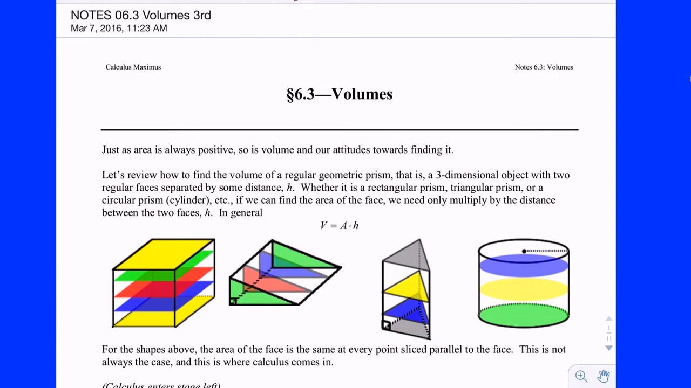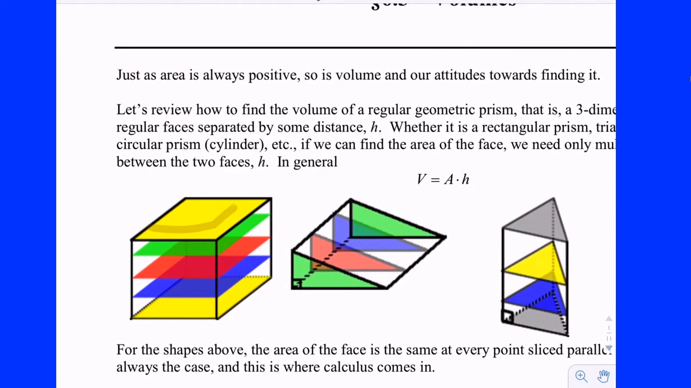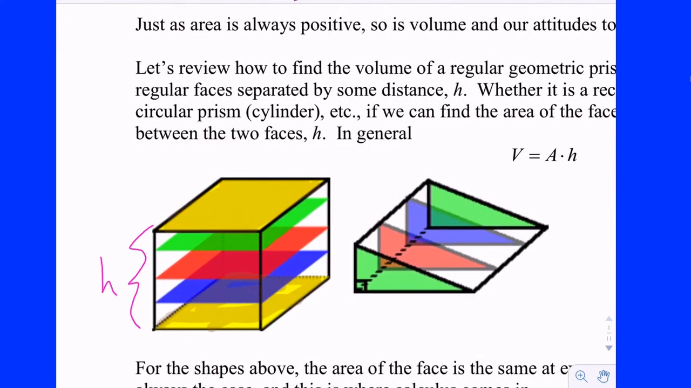We have right here a rectangular prism on the left. The next one would be a triangular prism. The next one would be another triangular prism. And the third one would be a circular prism, which we call a cylinder, right? So all you have to do to find the volume of a cylinder is to find the area of the face, which sometimes is called the base. I think on the tax EOC chart it's called the base. You have a base at the top and the base at the bottom, and then all you have to do is multiply by the distance between the two faces. Okay, so that would be that.